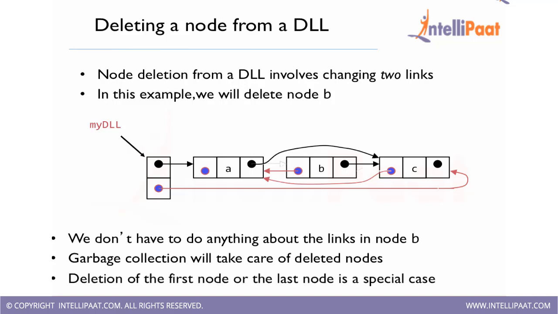Deletion of the first node or last node is a special case. If you want to delete the first node, then what we need to do is this node will point to this, and the previous of this will point to null or nothing. So we need to change the pointers, and similarly if we want to delete the last node, we need to adjust the pointers accordingly.